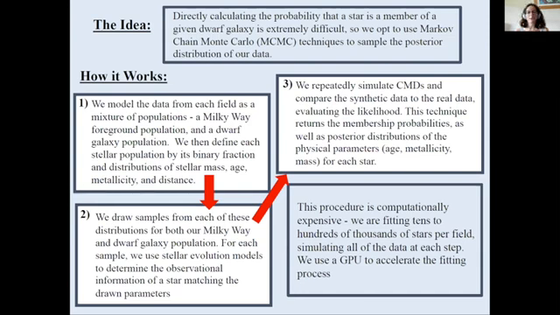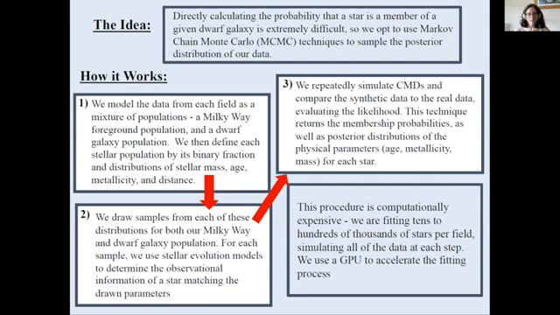The general framework is we model our data as a mixture of populations, the Milky Way and the dwarf galaxy. We use information from the literature to determine the distributions of the physical parameters like age and stellar masses for our data. We then sample these distributions and use stellar evolution models to turn these physical parameters into observational parameters like brightness. We repeatedly simulate our data and compare our synthetic observations to our real observations and evaluate the likelihood. We do this a bunch of times and we end up getting the posterior distributions for all of the physical parameters, as well as probability of membership for each star in our sample.